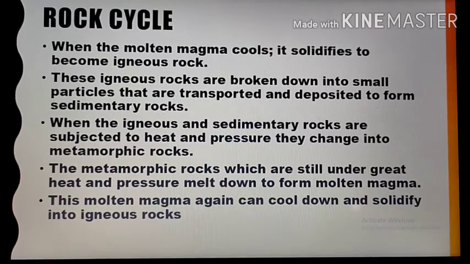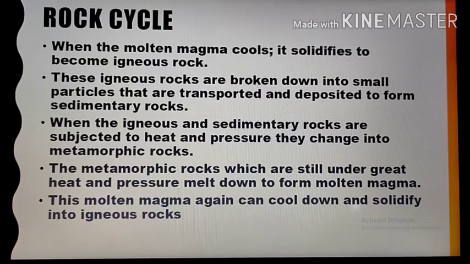As you very well know, when the molten magma cools, it solidifies to become igneous rocks. These igneous rocks are broken down into small particles that are transported and deposited to form sedimentary rocks. When the igneous and sedimentary rocks are subjected to heat and pressure, they change into metamorphic rocks. The metamorphic rocks, which are still under great heat and pressure, melt down to form molten magma. This molten magma again can cool down and solidify into igneous rocks.